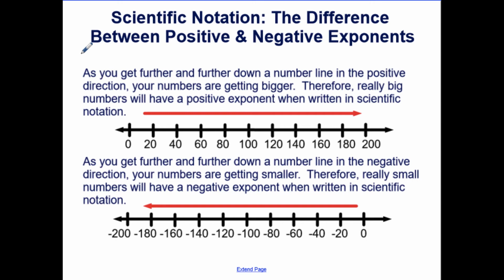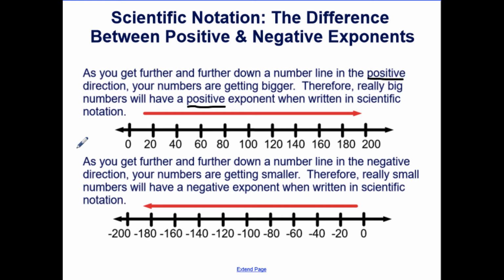The difference between positive and negative exponents. As you get further and further down a number line in the positive direction, your numbers are getting bigger. Therefore, really big numbers will have a positive exponent when written in scientific notation, right? As you go further down in the positive direction, you would have a positive exponent.